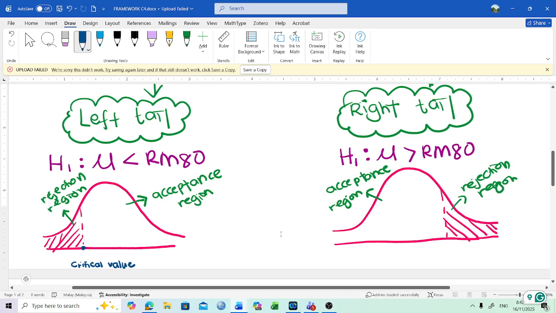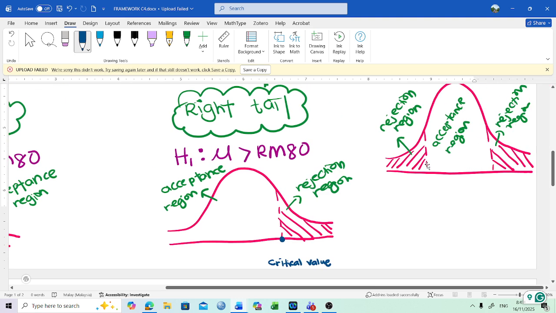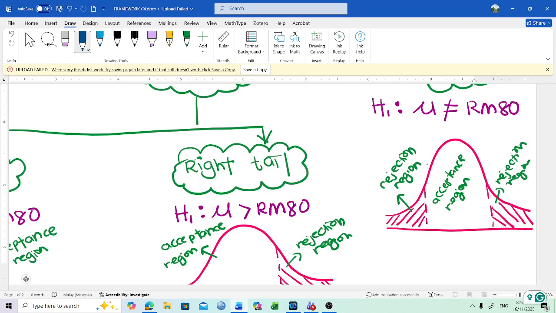Same goes for the right tail. So this is the critical value, or later it is known as CV. CV means critical value. So for a two-tail test, it means that we have two CVs here. I put CV. You already know what CV is. CV stands for critical value.